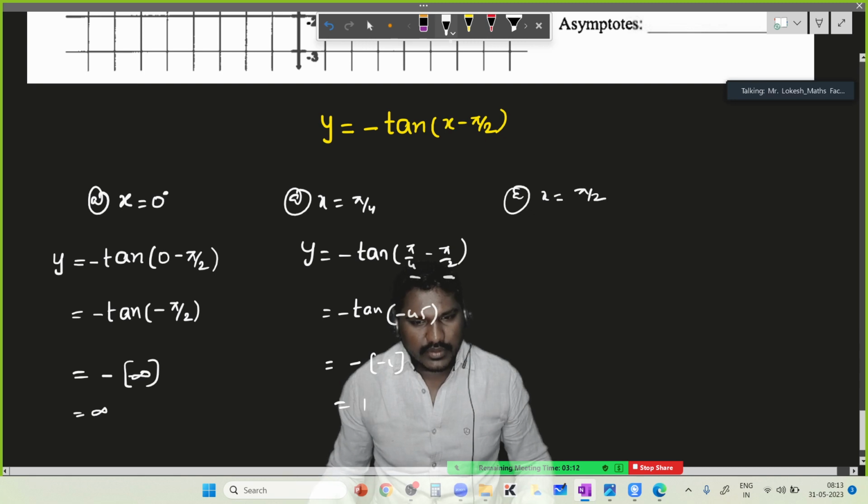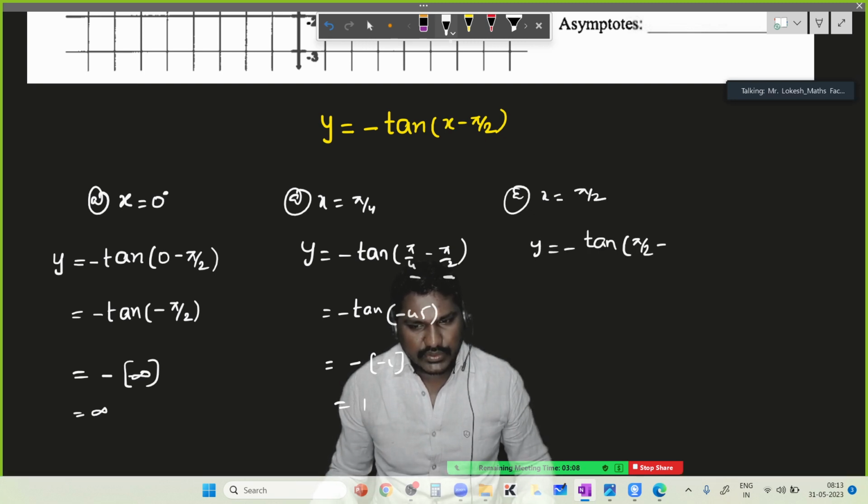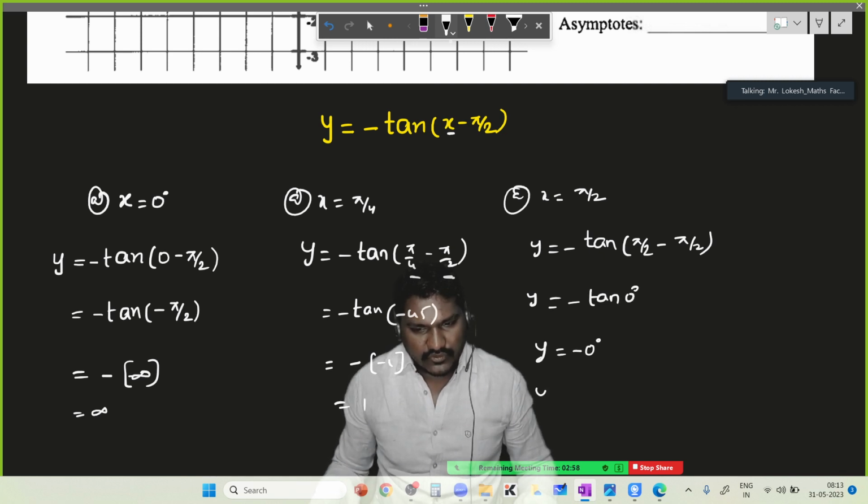At x is equal to pi by 2, y is equal to minus tan of pi by 2 minus pi by 2, and just substitute the value of x here. So it will become minus tan of 0. Therefore y is equal to minus 0, so y is equal to 0.